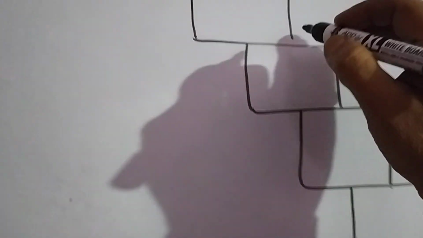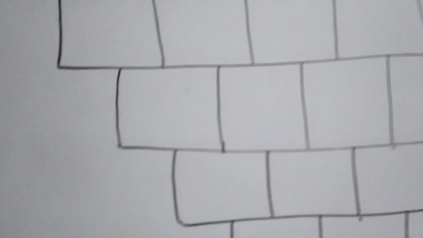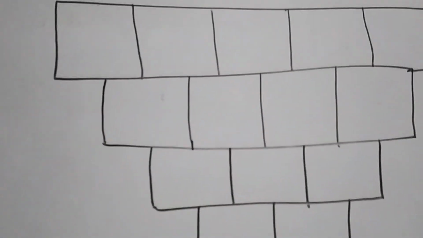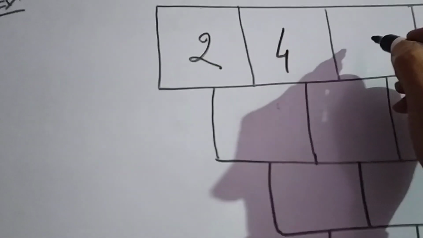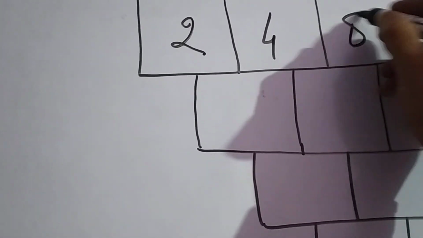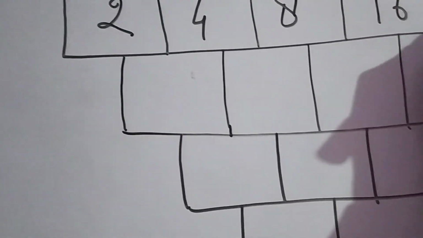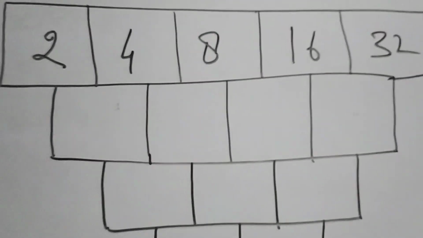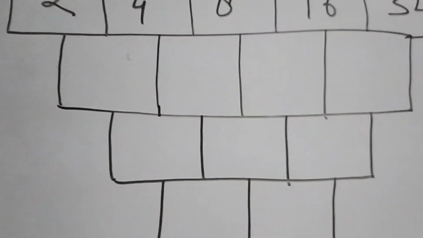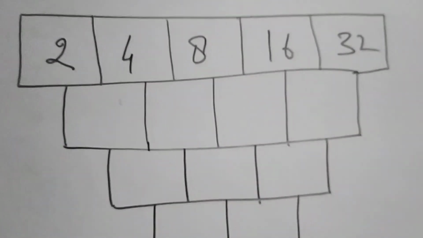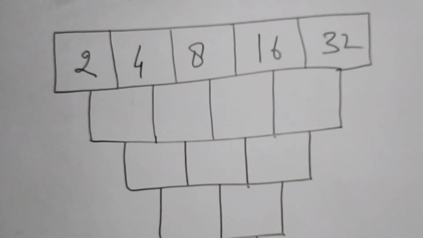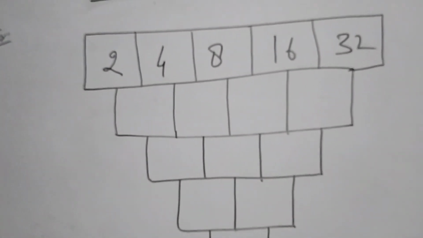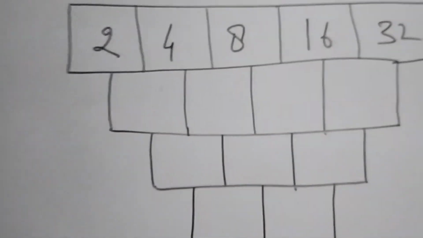Suppose I think of any pattern in my mind. Suppose here I write 2, 4, 8, 16 and 32. I am writing these numbers, having already thought of a pattern of numbers in my mind. You have to crack that. That is the solution.